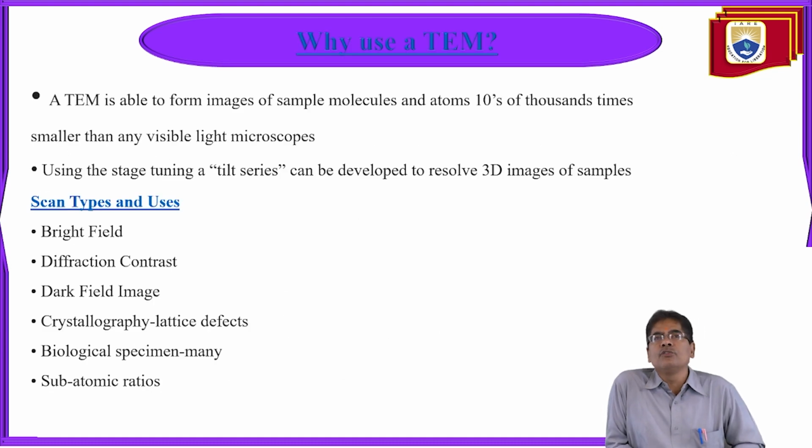So why do we need to use the TEM? A TEM is able to form images of samples with tens of thousands of times smaller detail than any visible light microscope. Usually, with stage tilting, a tilt series can be developed to build 3D images of the sample, and scanning types use the bright field, diffraction contrast, dark field image, and crystallographic information, that is, lattice defects and voids, biological specimens, and subatomic ratios.